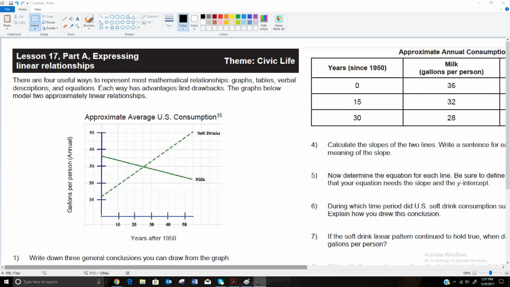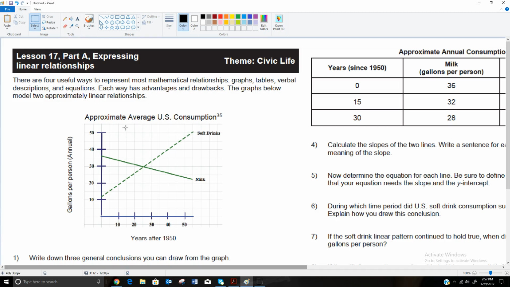So we're going to start off lesson 17 with this graph about consumption of milk and soft drinks in the U.S. in the years after 1950. And it says there's 4 useful ways to represent most mathematical relationships. You have graphs, tables, a verbal description, and then you can have an equation. Each way has advantages and drawbacks, good things and bad things about them. And so we're going to start here with this one with the graph.